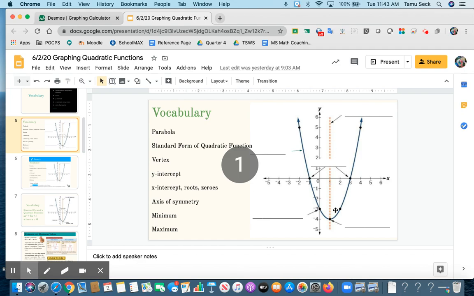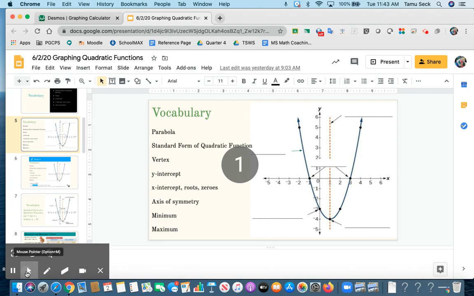The axis of symmetry is the line that divides the parabola in half. So every point on the parabola is equidistant to the axis of symmetry. So these points are equidistant to each other from the axis of symmetry. In this problem, the axis of symmetry is x is equal to 1. The minimum value is the lowest point on the parabola if it's concave up, or the maximum value is the highest point of the parabola if it's concave down.